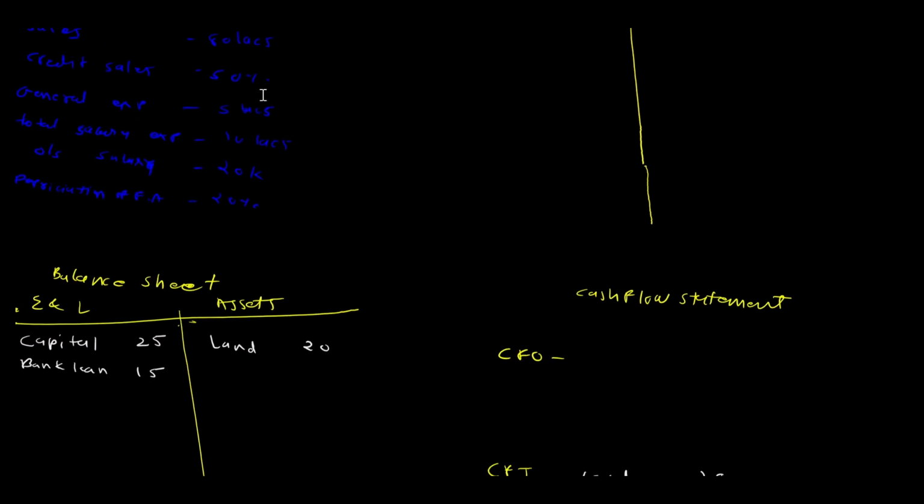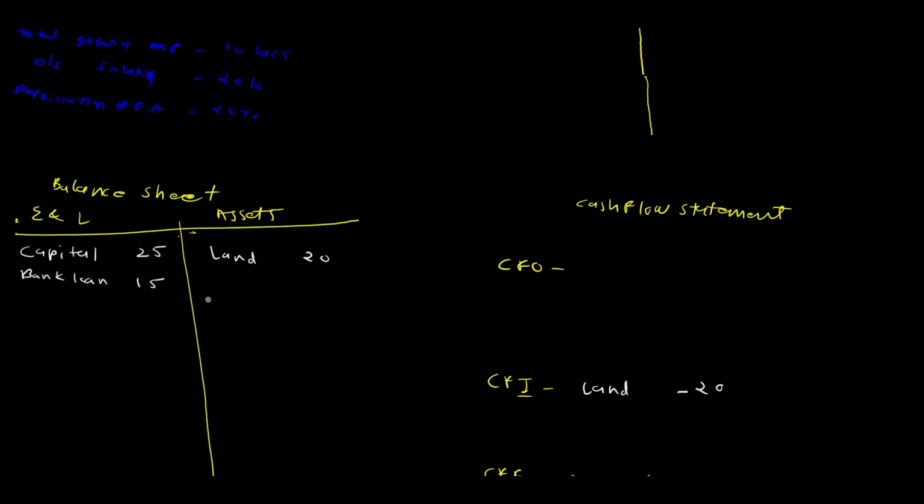Then the building purchase, 15 lakhs. Building purchased 15 lakhs. So building, minus 15 lakhs.